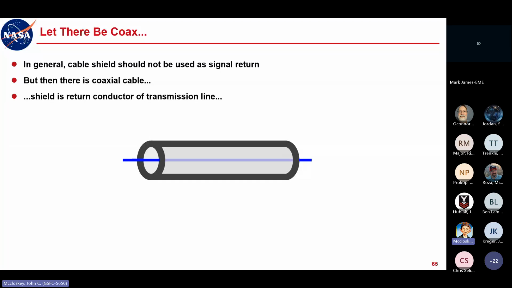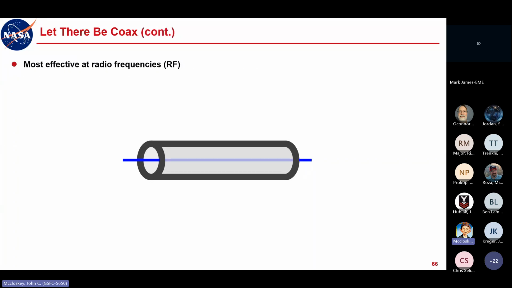So the shield is the return conductor of a transmission line. I'm not going to spend a whole lot of time on this, but it's worth mentioning something. It's most effective at higher frequencies. We might still use coax at a kilohertz, but it's not really giving you your bang for the buck at a kilohertz.